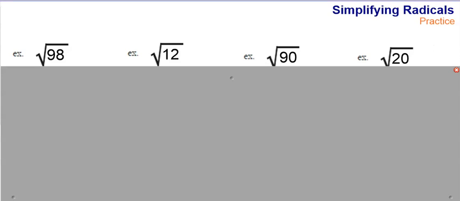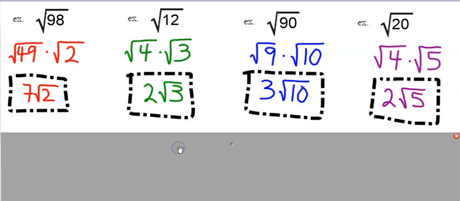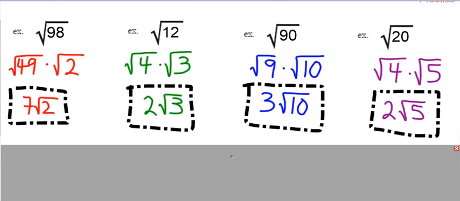You've had your chance. Here you go. Check your answers here with mine. I'm just going to show you all the work right here. So nothing particularly crazy. You have the square root of 98, divide by 49 to 2, and then get 7 square root of 2. And then the rest of the work is right there.